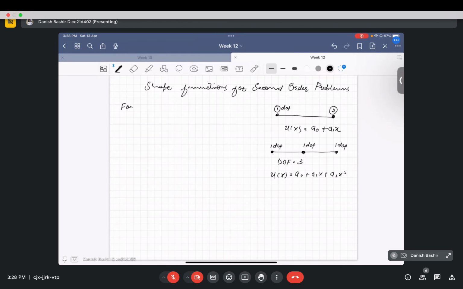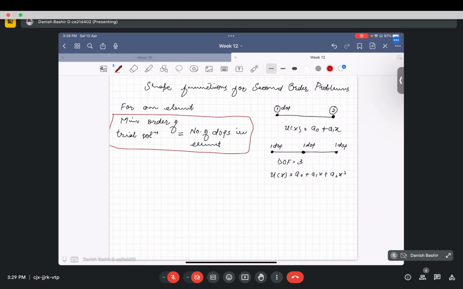For an element, the minimum order of trial solution is equal to the number of degrees of freedom in the element. So you remember this thumb rule. This is additional information that I give you.